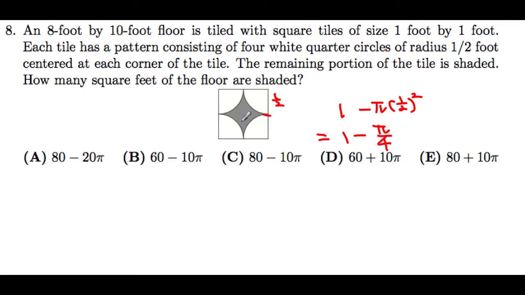But how many tiles would you have? Since it's 8 foot by 10 foot, the 1 foot by 1 foot tile will be used 80 times, because 8 on one side and 10 on the other side. So when you multiply them, it covers 80 of them. So our answer will be 80 times that. Then it becomes 80 minus 20 pi, which is choice A.